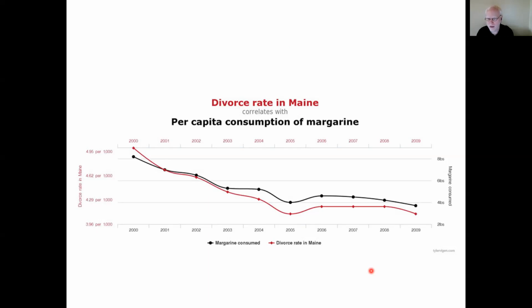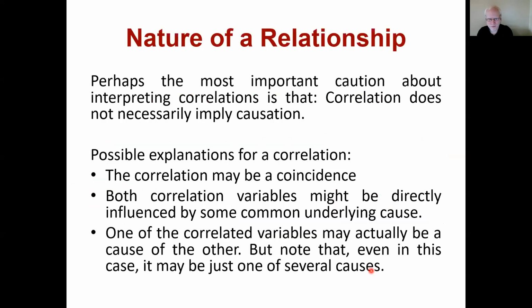And when we're dealing with nature, and when you've got enough data on enough different things, sometimes you're just going to find scary, close correlations that are just pure coincidence. Second, both correlated variables might be directly influenced by some other underlying cause. So you might see a correlation between two variables because some third thing is causing both of them to move. They're not directly causing each other, but some third thing is causing both of them to occur.